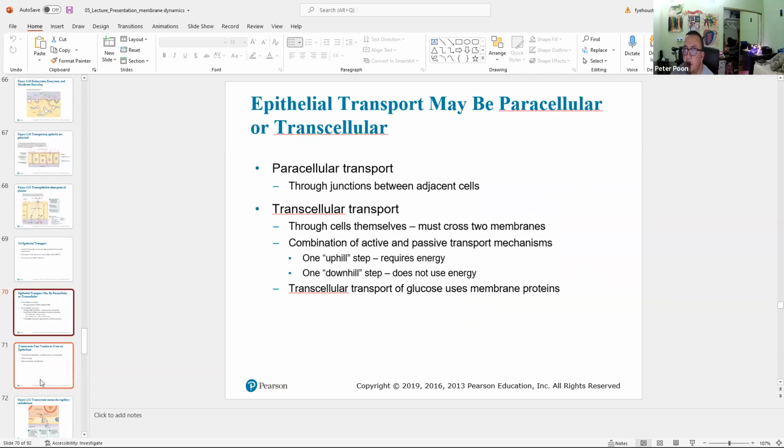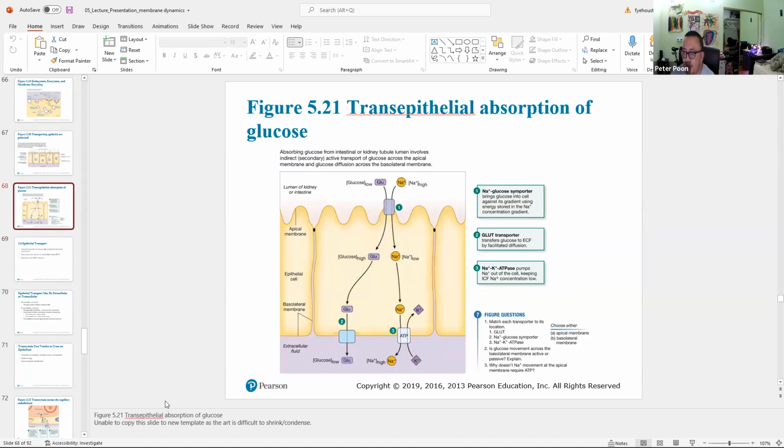Okay, you can skip the paracellular transport. So I just explained the uphill downhill side. The uphill side is this one where I'm using ATP to set up this gradient, and then this side is the downhill side. You're going from high to low.